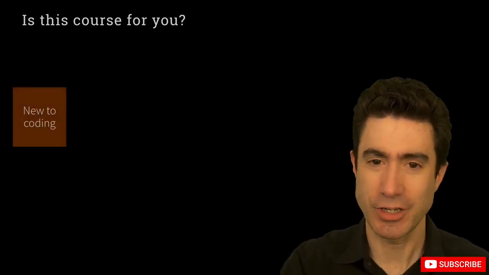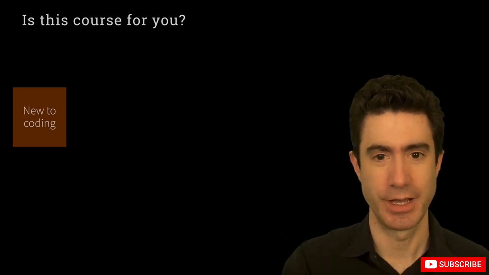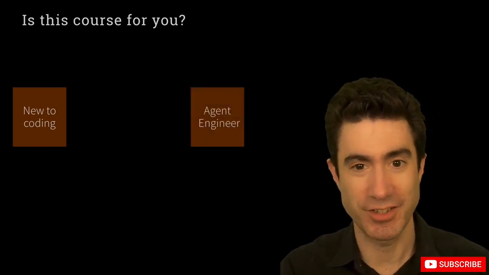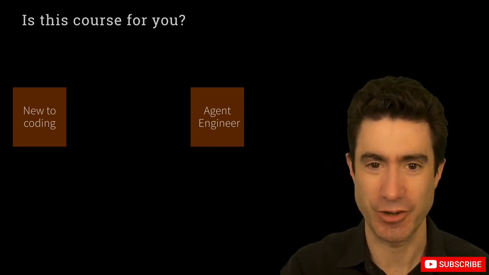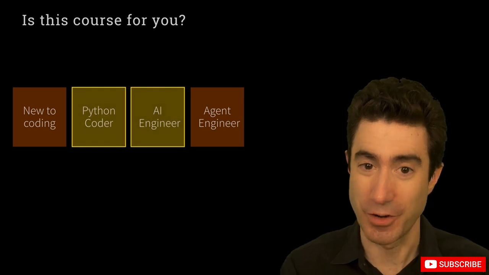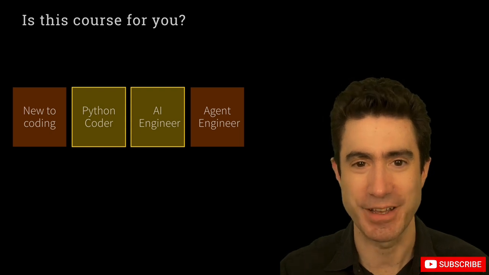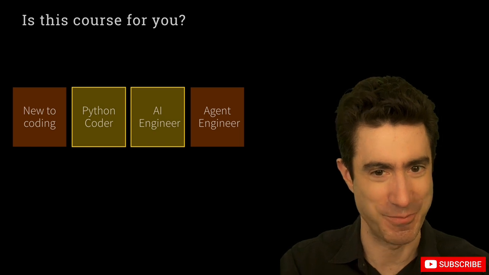So please humor me. I've got a couple more admin things before we get into action. I wanted to talk about how I've positioned this course and whether it's right for you. You may be new to coding, someone that's never written a line of code before. You might be someone that already considers yourself an agent engineer. Those are the two extremes. Or you might be in the middle. You're already a Python coder, or you are an AI engineer. Maybe you're even someone that's taken my LLM engineering course, in which case, thank you and welcome.